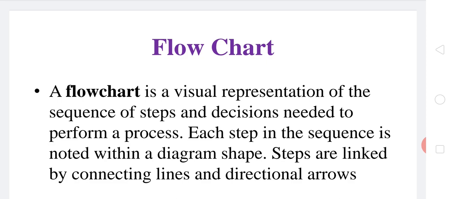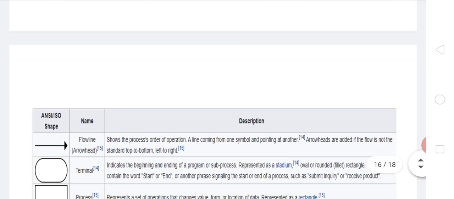The next point is the flowchart. A flowchart is a visual representation of the sequence of steps and decisions needed to perform a process. Each step in the sequence is noted within a diagram shape. Steps are linked by connecting lines and directional arrows, which is called a flowchart.